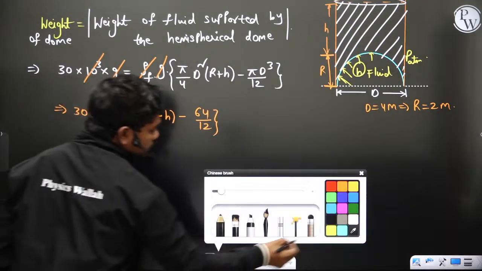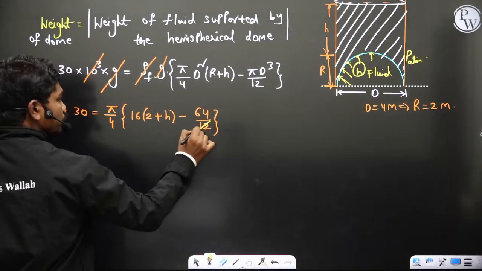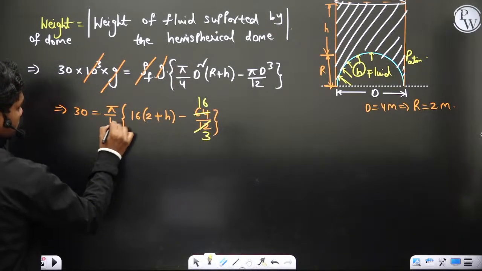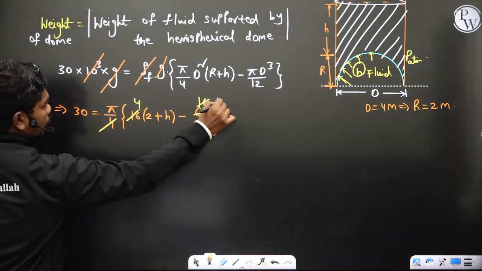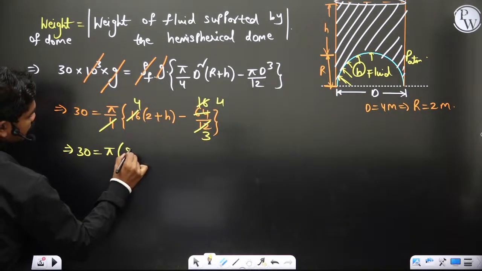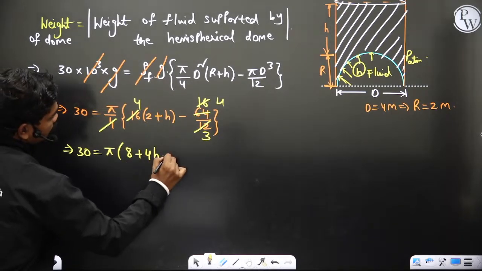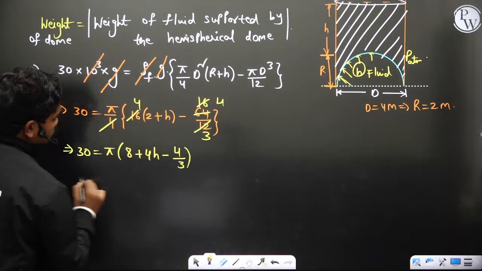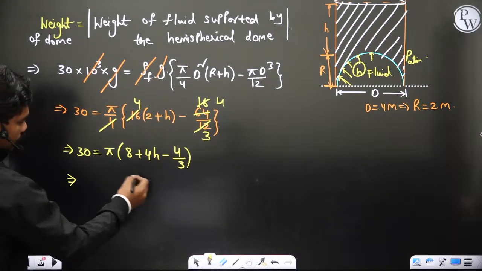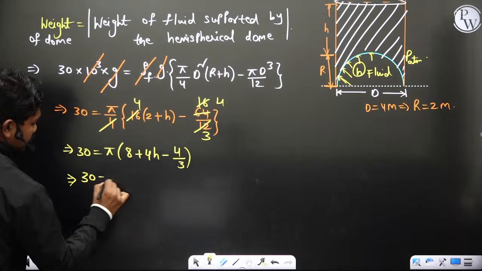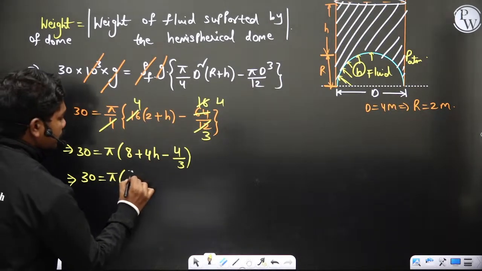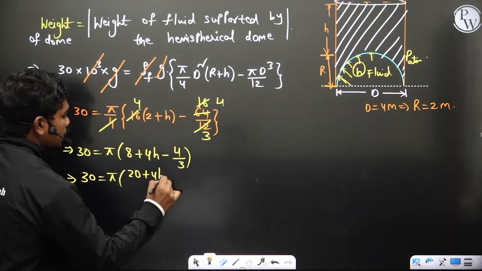Okay, so let us simplify this value. 4 threes and 4 fours are 16 times obviously. So this 4 can cancel this 4 and a 4 here. So 30 is equal to pi times of 8 plus 4H minus 4 by 3 obviously. Okay, then let us simplify this. 8 minus 4 by 3, if you take LCM, for example, 30 is equal to pi times 3 eights are 24 minus 4, 20 by 3 plus 4H by 3.